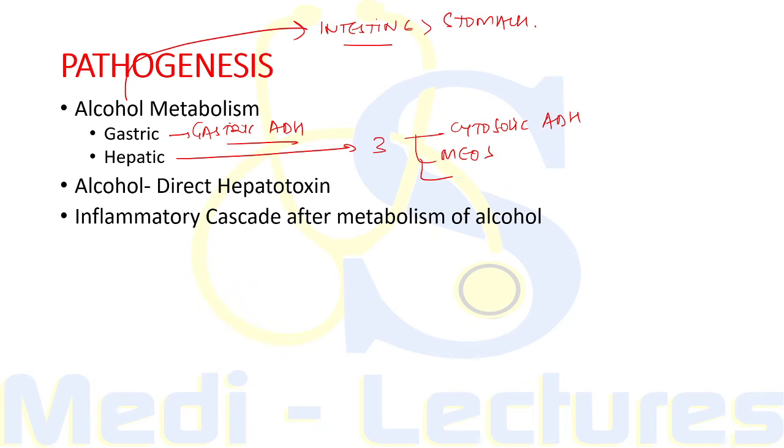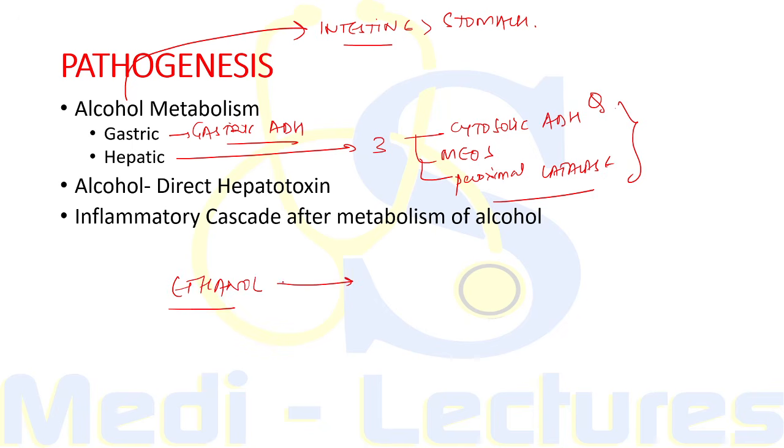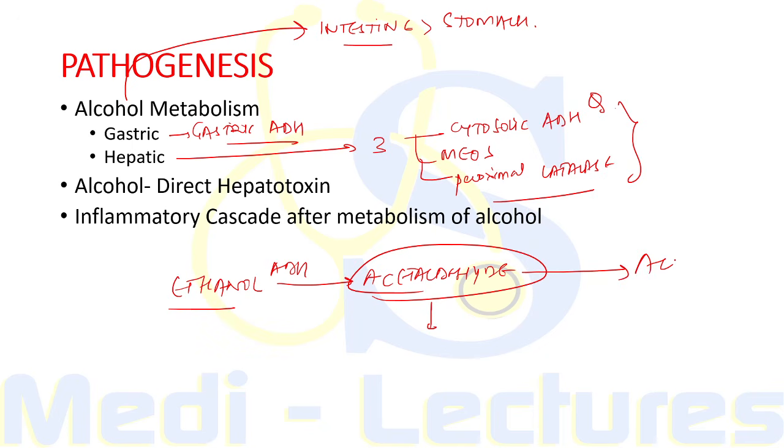microsomal ethanol oxidizing system, and the third enzyme is peroxisomal enzyme, which is peroxisomal catalase. So these three systems are responsible for metabolism of alcohol in liver, out of which the majority occurs through cytosolic alcohol dehydrogenase. Now what happens is that ethanol, with the help of alcohol dehydrogenase, is converted to acetaldehyde. Now this acetaldehyde is the culprit molecule. It is a highly reactive molecule which causes all the effects responsible for alcoholic liver disease. This acetaldehyde is then converted to acetate through the enzyme aldehyde dehydrogenase. So this is the alcohol metabolism in our body.